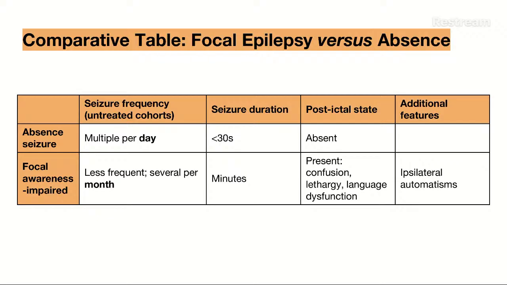And like I mentioned earlier, the difference between focal and absence. Absence seizures are generalized seizures, whereas focal seizures with impaired awareness are focal seizures. In terms of frequency, absence occur multiple times daily, and focal seizures are much less frequent, occurring several times per month. Absence seizures tend to last less than 30 seconds, so they're very brief. There's no postictal state in absence seizures, whereas there might be in focal impaired awareness, alongside automatisms.